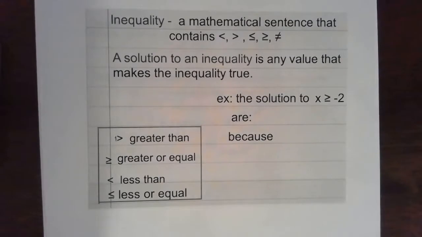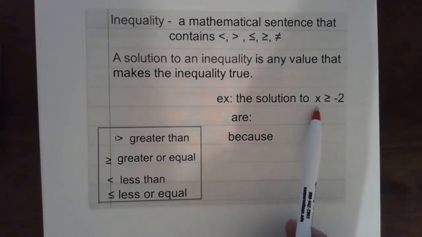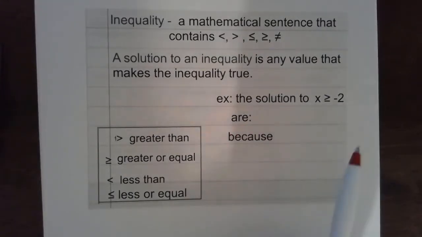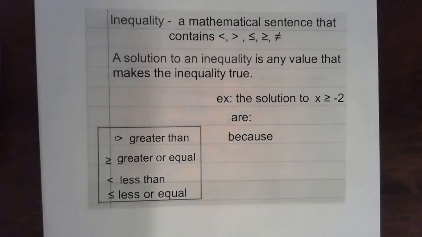So a solution to an inequality is any value that makes the inequality true. So for example, the solution to this inequality, here is how we are reading it: x is greater or equal to -2. There's a bunch of numbers. So whenever we have an inequality, the solution to it is not just one number, but many numbers. All of them have to be greater than -2.